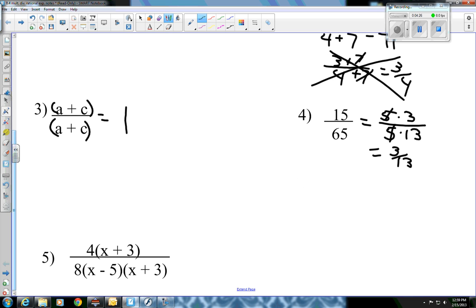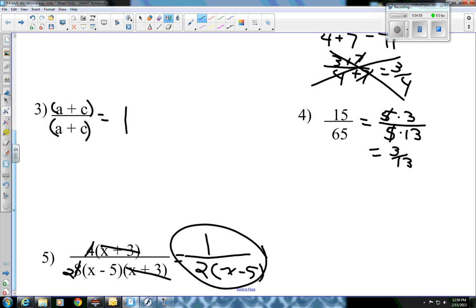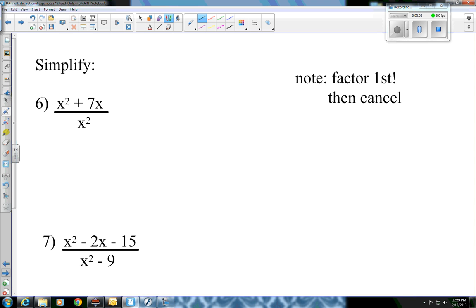So if you look at this one down here, 4 times x plus 3 over 8 times x minus 5 times x plus 3. What's going to cancel here? x plus 3, and 4 and 8. The 4 goes into 4 once, and the 4 goes into 8 twice. So everything canceled on top, but don't forget to put the 1 up there. And then you have 2 times x minus 5, and you simplify. Make sense? Okay, so let's practice with some similar to what you're going to be looking at today.